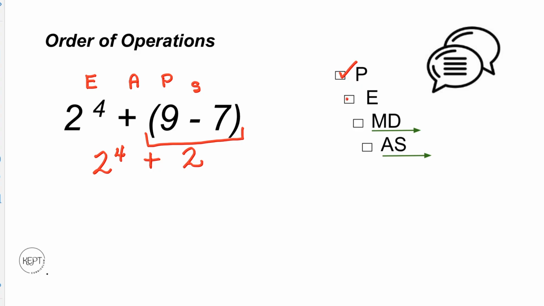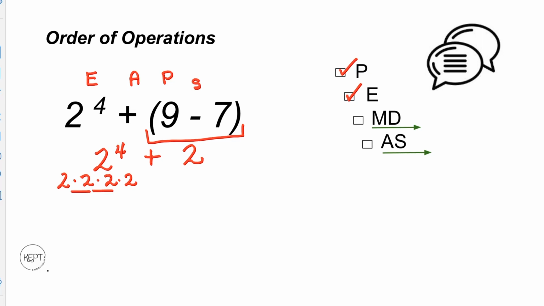So exponents come next. 2 to the 4th power means that we have 2 times 2 times 2 times 2. Now, I just wrote this out in expanded form to help you see this one a little bit more clearly. But here we have 2 times 2 is 4, 4 times 2 is 8, and 8 times 2 is 16. So in order to complete this exponent here, that is going to give us a value of 16.